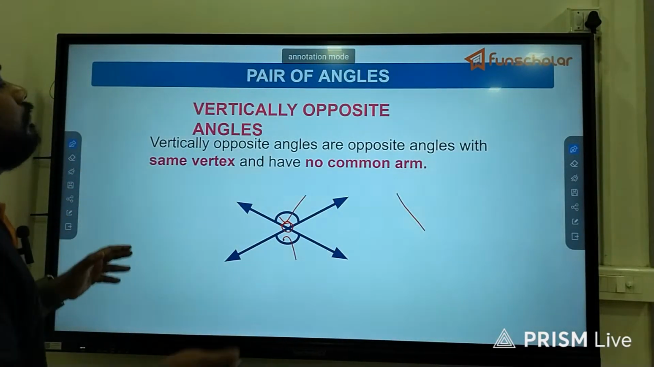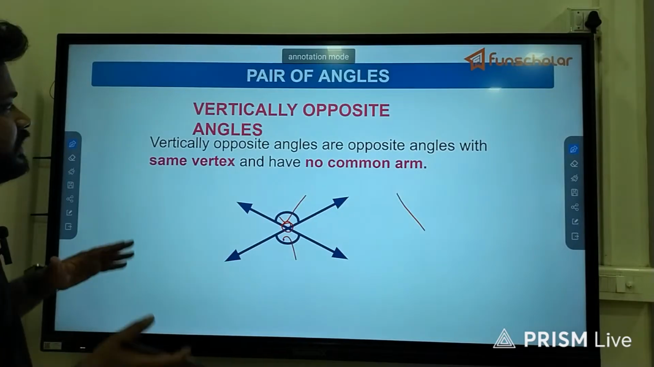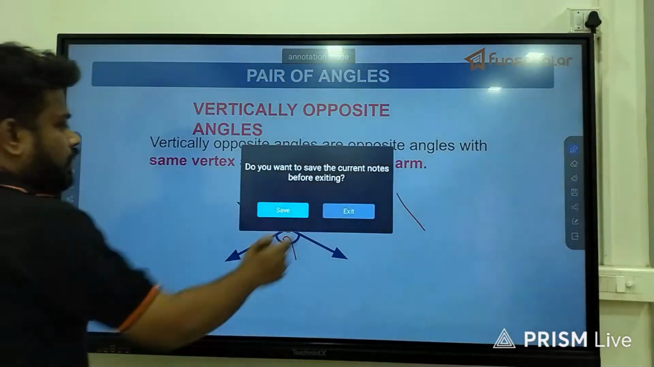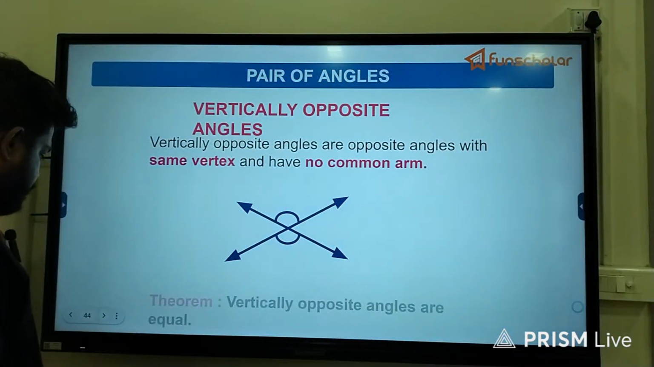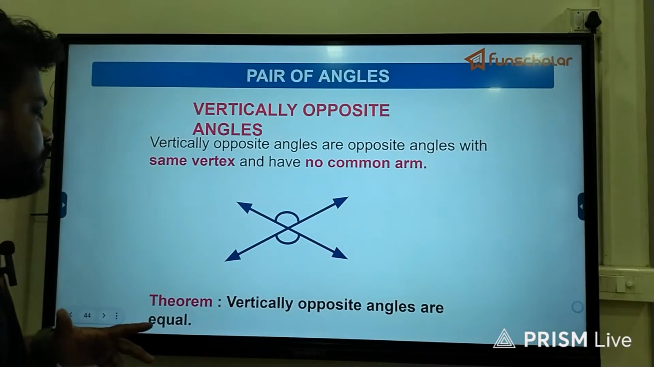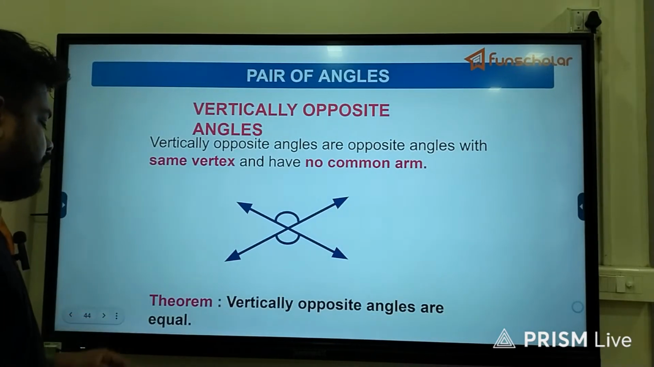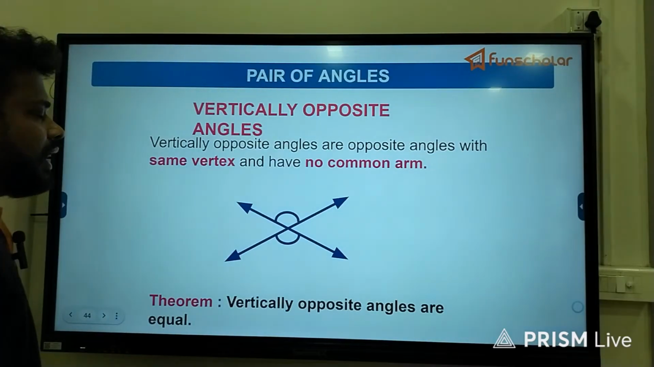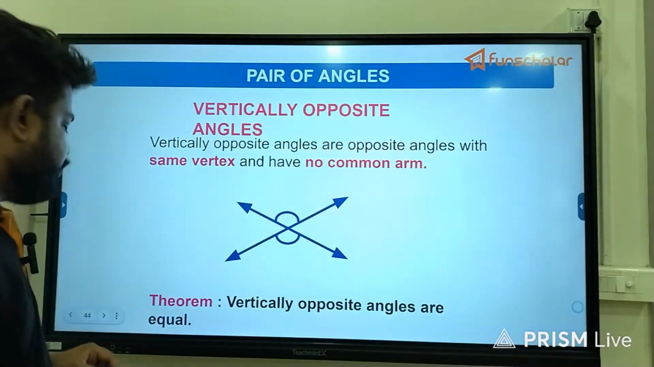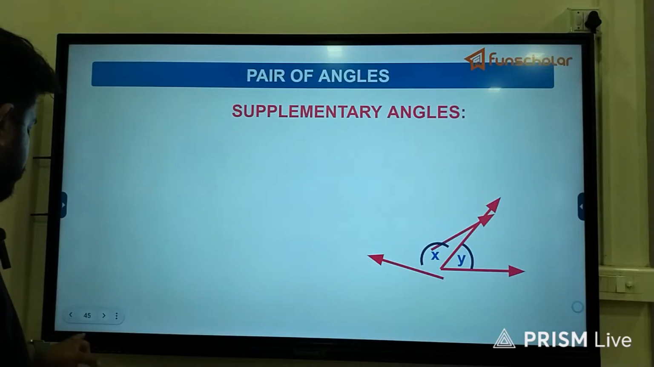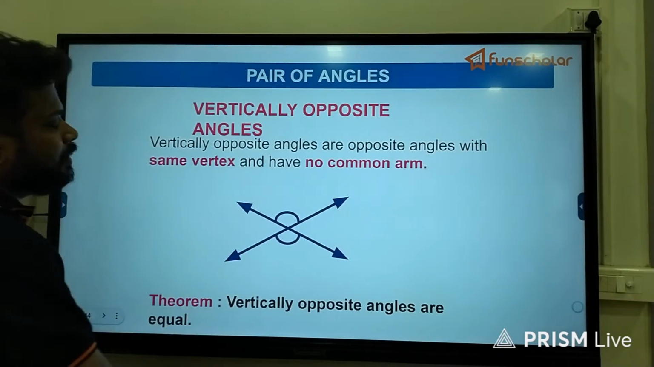Okay, so vertically opposite angles are opposite angles with the same vertex and no common arm. Okay, let's go further. So vertically opposite angles are equal. This is a theorem and this is a general formula as well. So you have to just remember this.